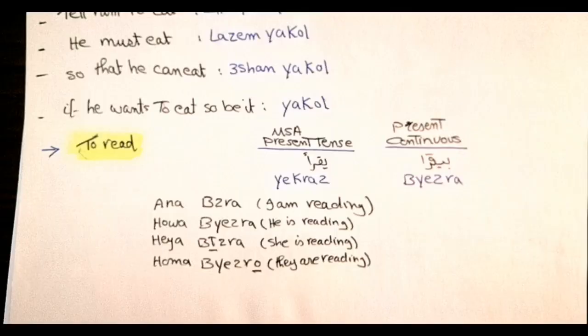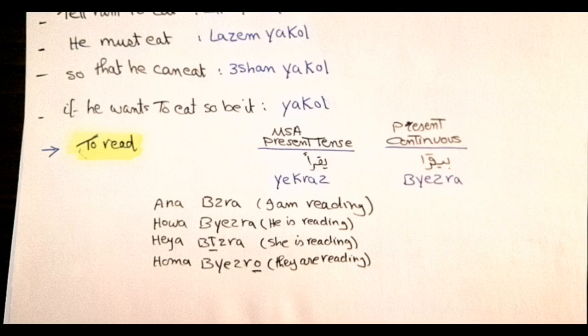Another funny verb I forgot to tell you about is to read. And I will tell you why it's funny in a moment. But first, let me tell you how to say it in Egyptian Arabic. To read in present tense is يقرأ. In Egyptian Arabic, we pronounce it يقرأ.